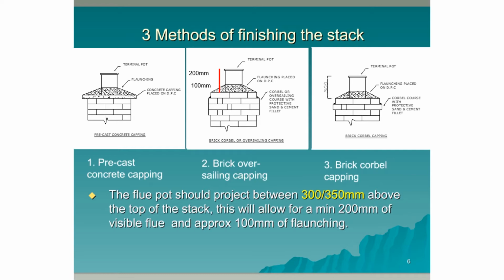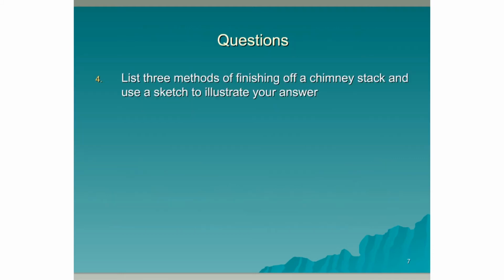The flue pot should project between 300 and 350 mm above the top of the stack. This will allow for a minimum 200 mm of flue showing and approximately 100 mm of flanging. Questions. List 3 methods of finishing off a chimney stack and use a sketch to illustrate your answer.